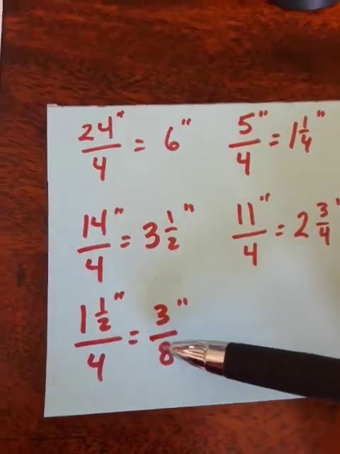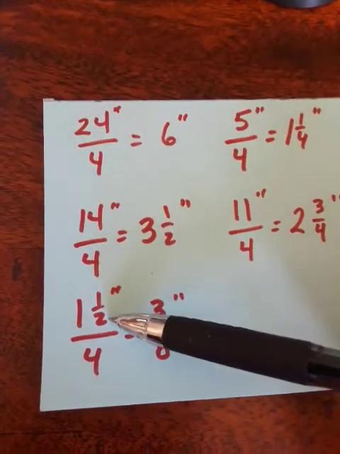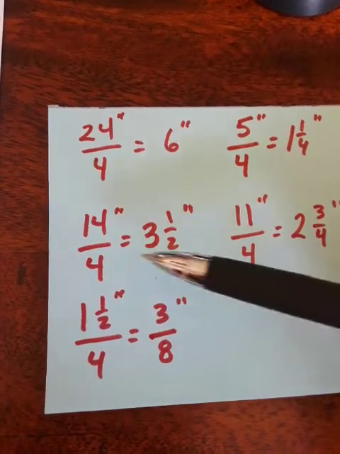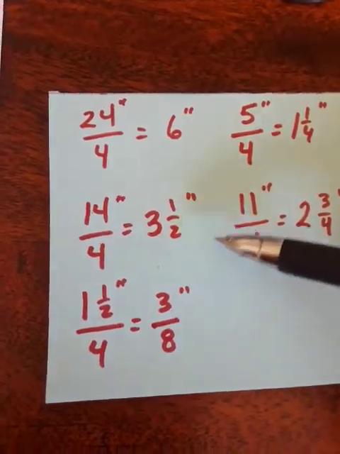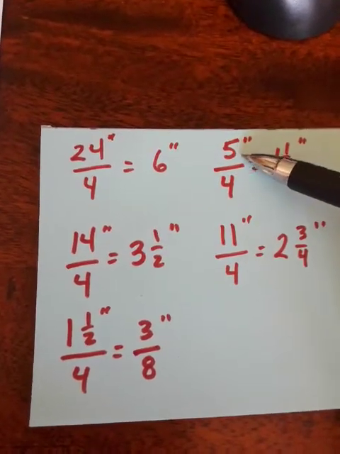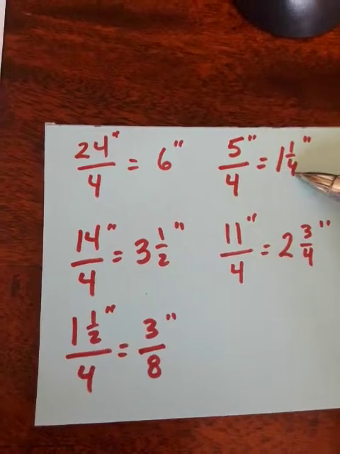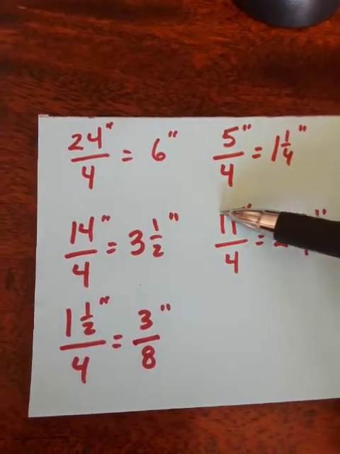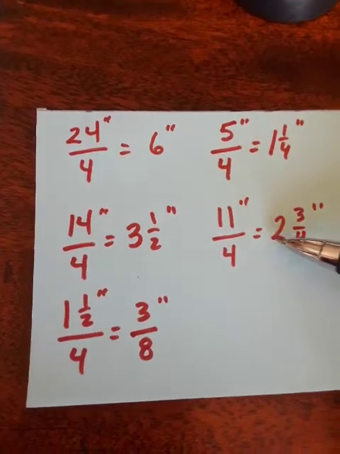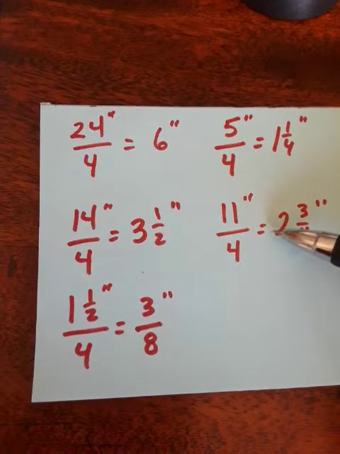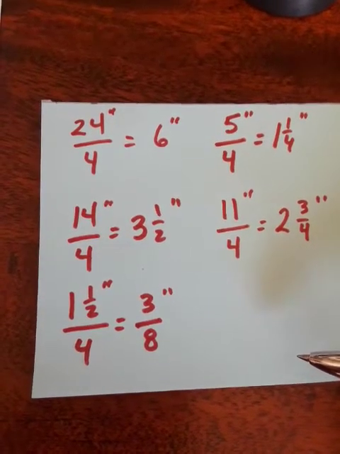Here are some other values that will eventually come up. 1/2 inch ends up being 3/8 inch for a 1/4 inch scale. 5 inches, we need to know that value, and with our scaling that would be 1 1/4 inches. And I'm not sure if this is going to be relevant or not, but 11 inches is a value that we may or may not run into, and that scaling ends up being 2 3/4 inches.